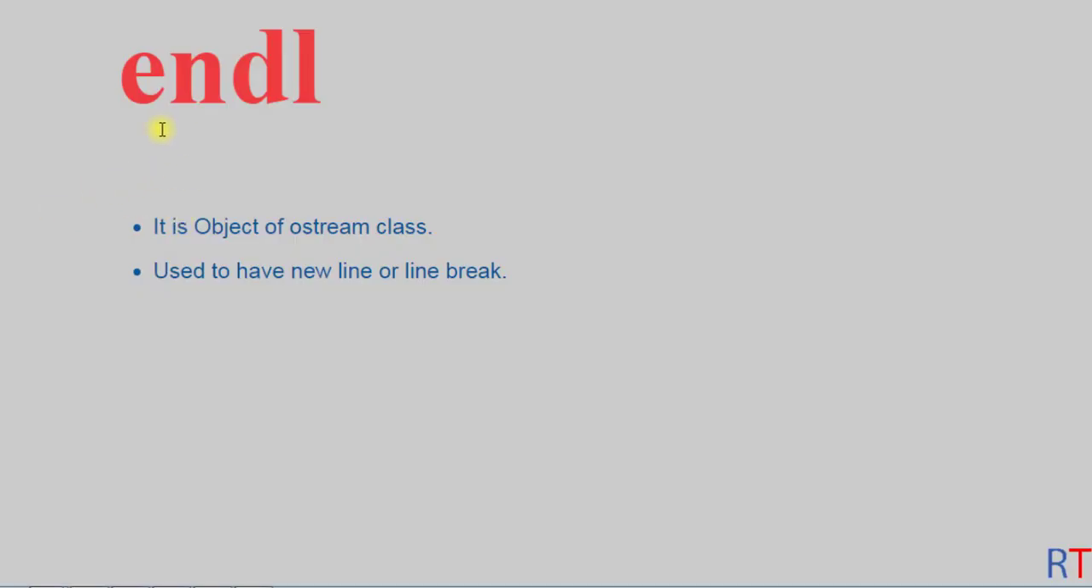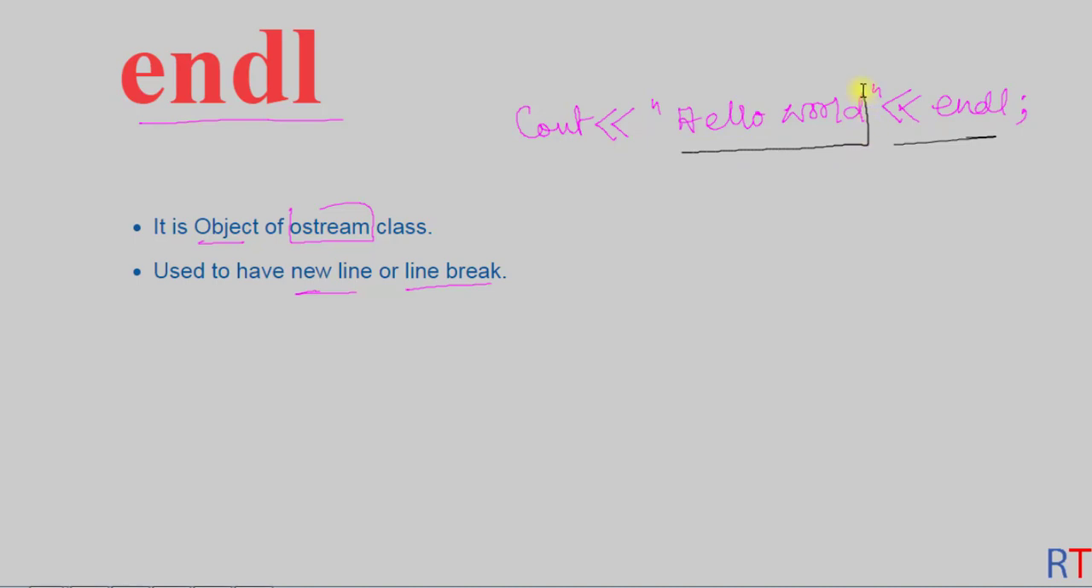And next we have endl. It is one object of the ostream class, and it is used to have a new line or a line break. So for example, we have one cout which will be used to display one string onto the console. Now after that output, if we want to have a line break, then we can use endl to have one line break after we print the hello world string.